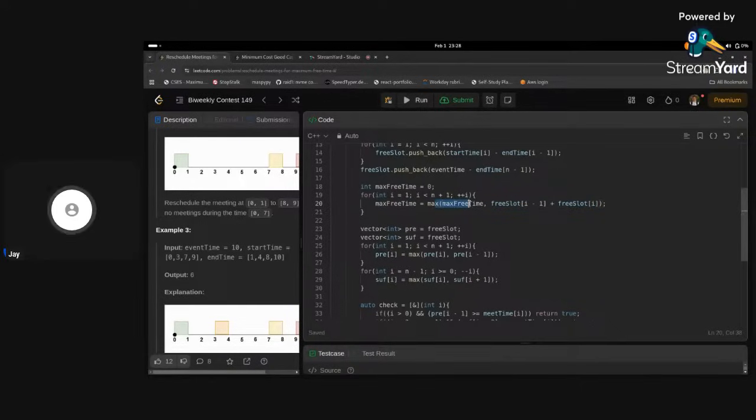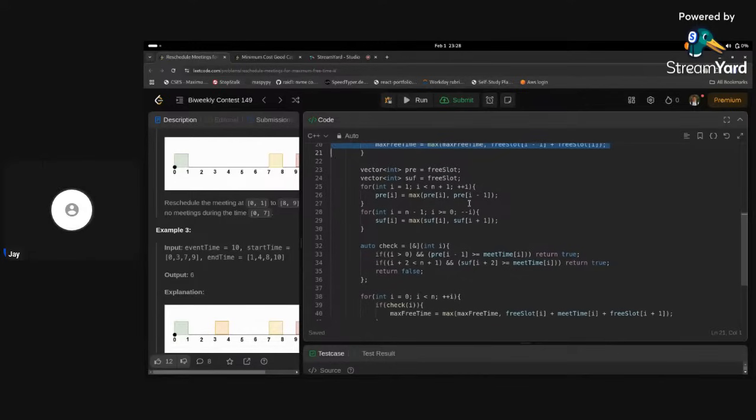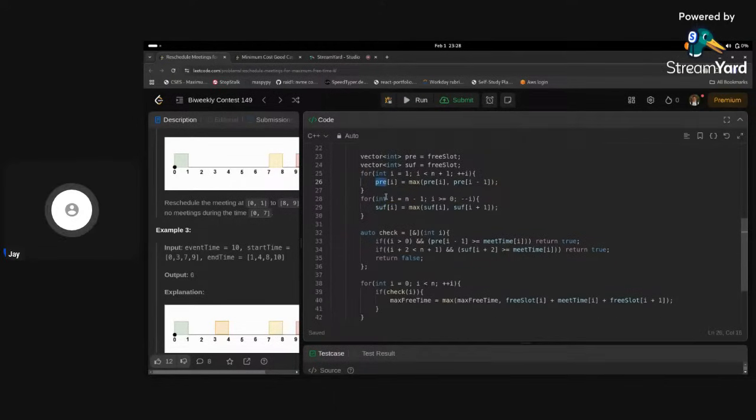You can update your answer with that, your max free time. Then we basically create a prefix and suffix array for our free slots array. Prefix of I is the maximum of prefix of I minus 1, and suffix of I is the maximum of suffix of I plus 1. Basically, suffix of I would store the maximum free slot that starts at I or after I, and prefix of I would store the maximum free slot that is at I or prior to I.